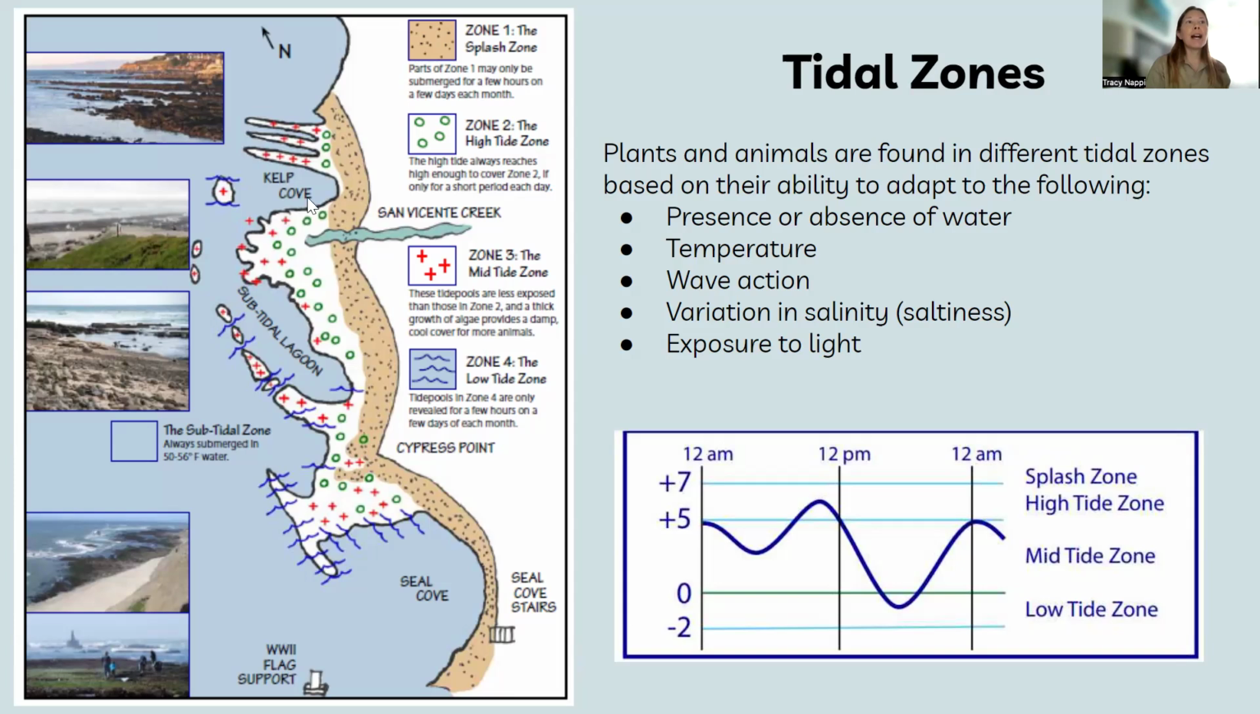The wave action in the high tide zone, which are these green dots that you can see adjacent to the beach, you're often getting inundated by waves in that zone. And waves, as you know, if you've spent any time at the ocean, they can be pretty harsh. You really have to be careful with waves. And imagine that you're a tiny little turban snail and you need to survive with these waves pounding on you multiple times a day.